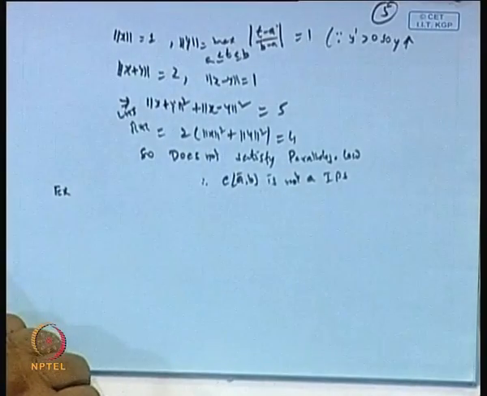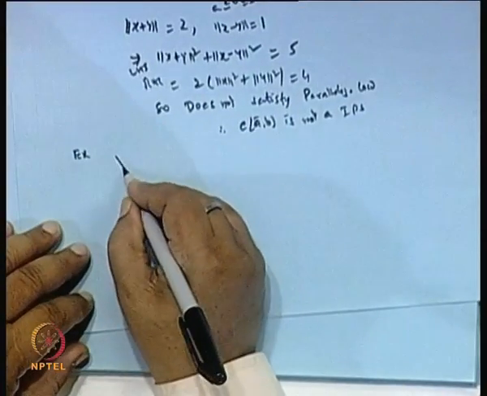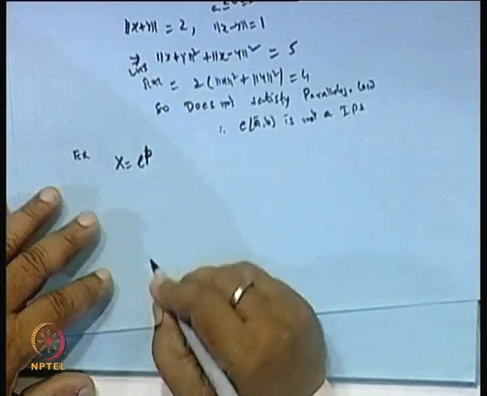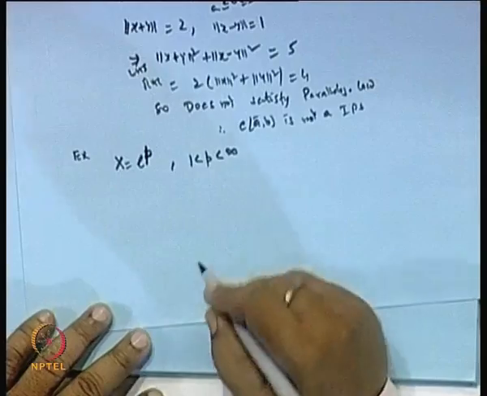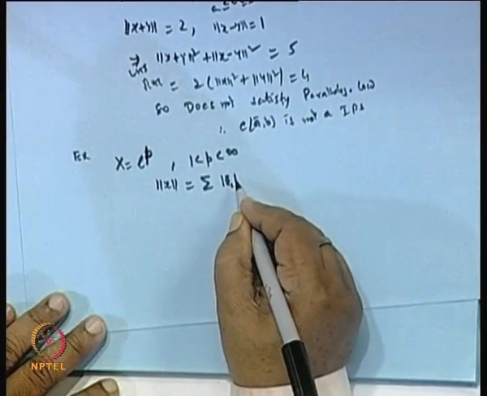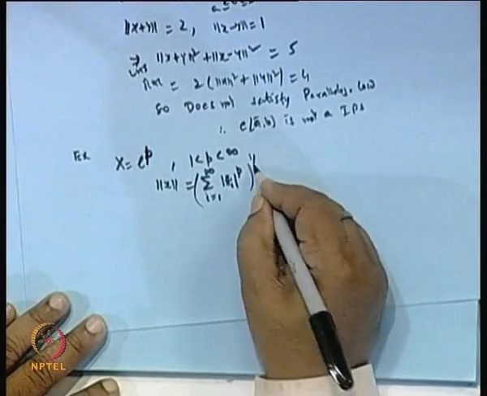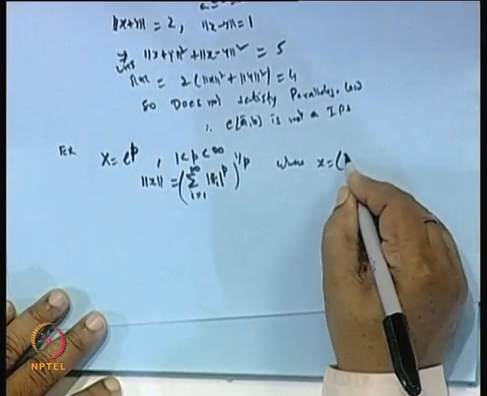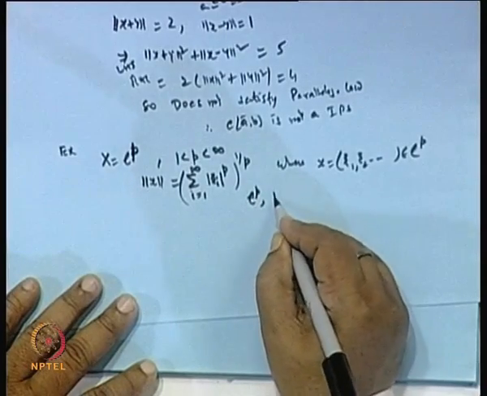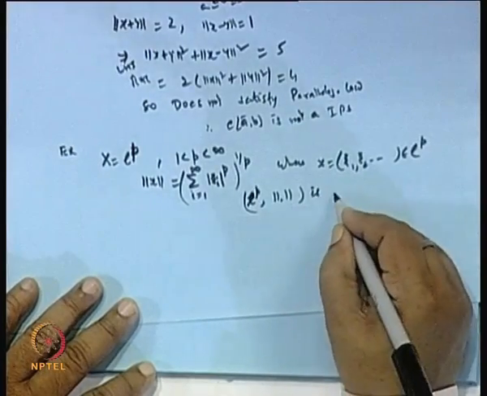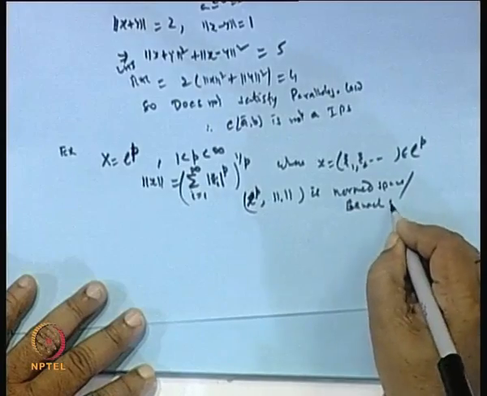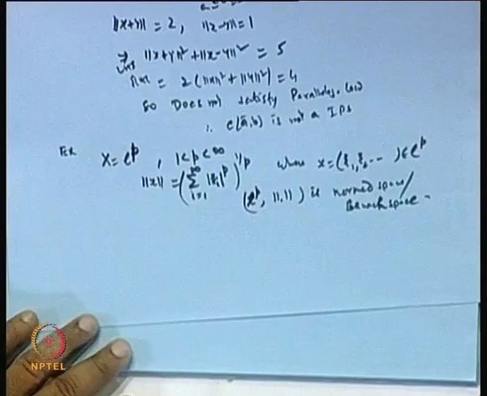Another example we can say: the L2 space, X is L2, or we say Lp. Let us take Lp, 1 less than p less than infinity. The norm of any point in this Lp is the sum of mod xi to the power p, whole to the power 1 by p, where x is xi1, xi2, etc., the elements of Lp. We know this Lp with this norm is a normed space. In fact, it is a Banach space also.